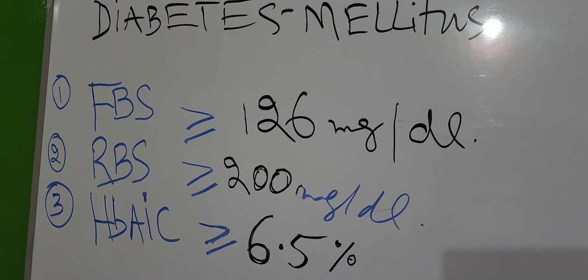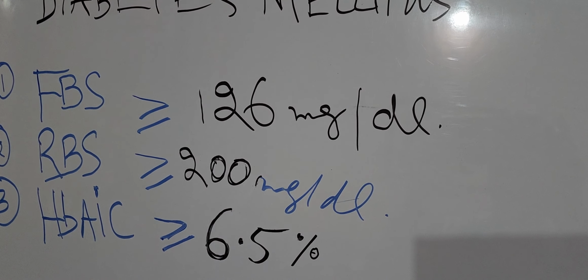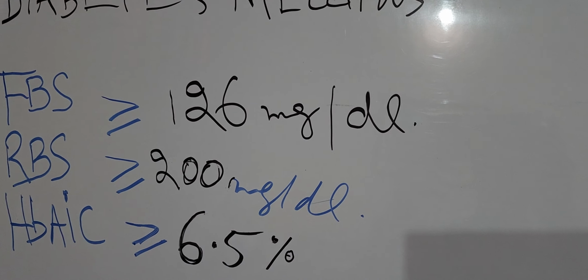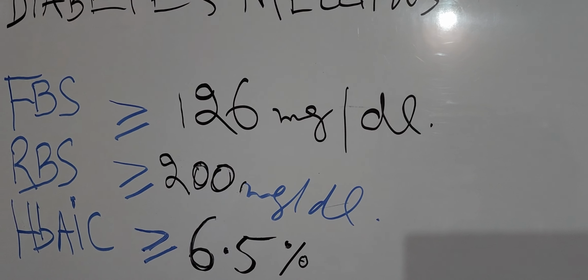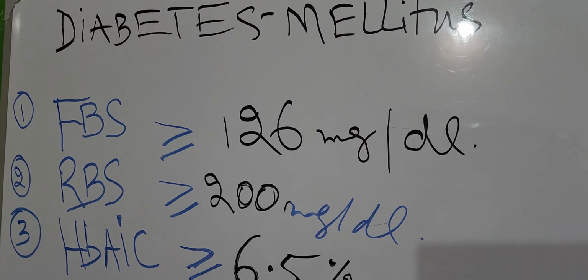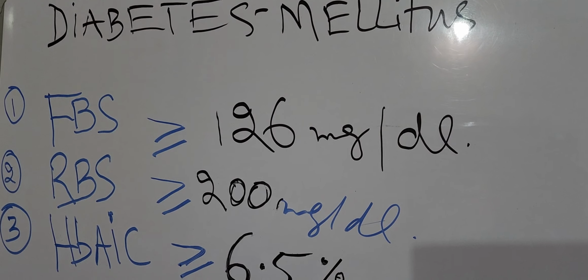For this, we perform three important investigations. The first test is fasting blood sugar. If you do a fasting blood sugar on a patient and it is equivalent to 126 milligram or more than 126 milligram, this patient is diabetic. And what is fasting? Fasting is a condition in which the patient hasn't taken food for more than 8 hours.